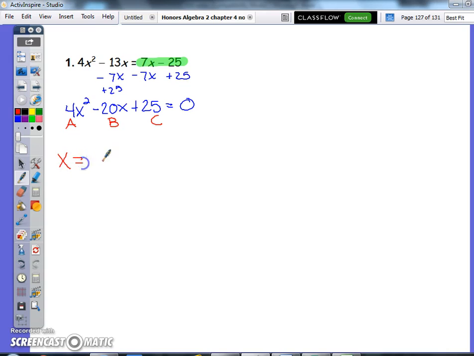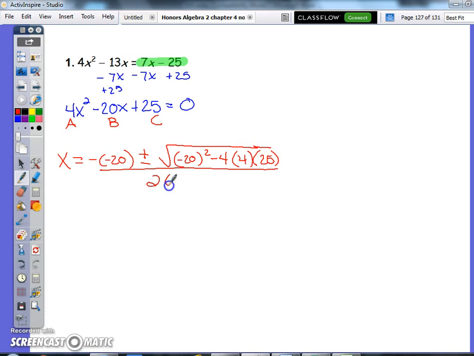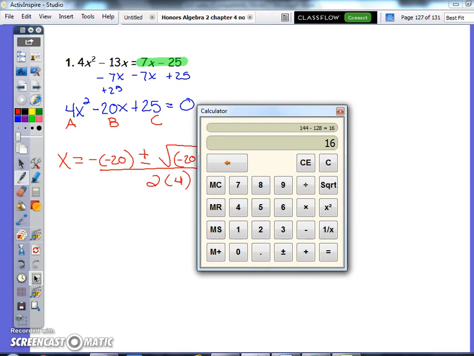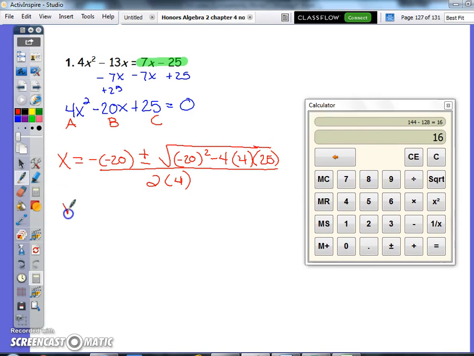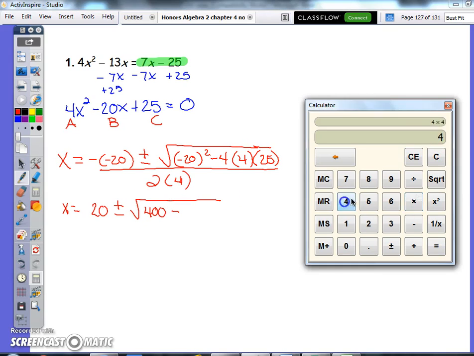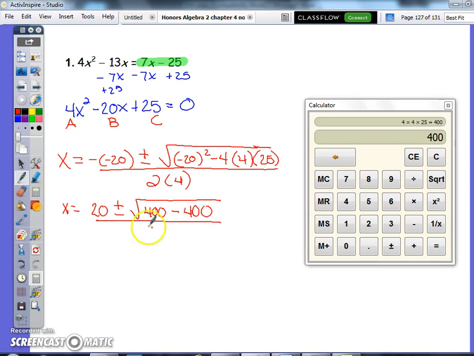So you get x equals the opposite of b, so minus a -20. So it's going to be a plus 20, plus or minus the square root of -20 squared minus 4 times a times c all over 2 times a. All right, let's do some math. X will equal a positive 20 plus or minus the square root of 400 minus 4 times 4 times 25. Look at that, 400 all over 8.